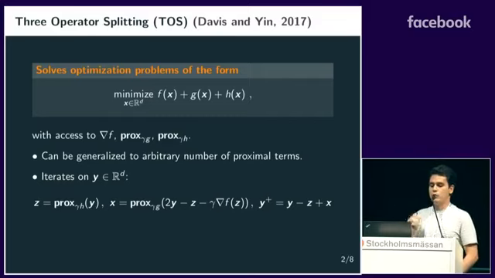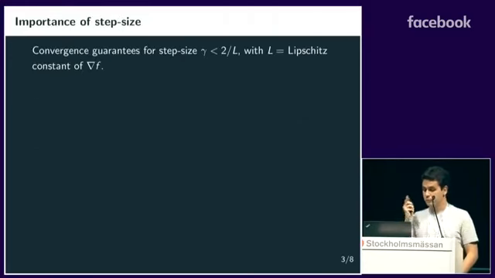So how does this method look? No need to memorize, but I'm putting it here just so you know what I'm talking about. The method is very simple, fits in a single line. It iterates on a d-dimensional vector, and each iteration requires the proximal operator of the two terms and one evaluation of the gradient, and that's all. Now, as for gradient descent, there are convergence guarantees for this method as long as the step size is strictly smaller than 2 over L, where L is the Lipschitz constant of the smooth term.